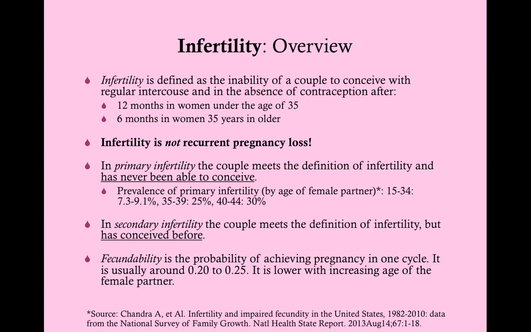Fecundability is just a probability, the probability of achieving pregnancy per cycle. So it's just a statistic. Usually it's around 20 to 25%. So in any given cycle, if a couple tries to get pregnant, they have about a 1 in 4 chance of getting pregnant if they're having intercourse during her fertile period. It is lower with increasing age of the female partner, as you can imagine.